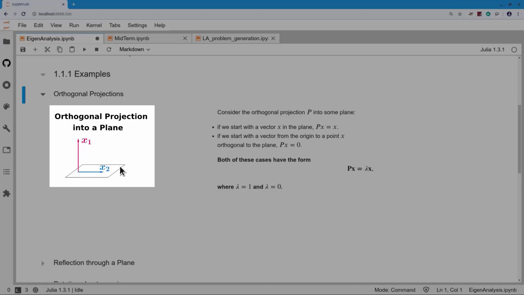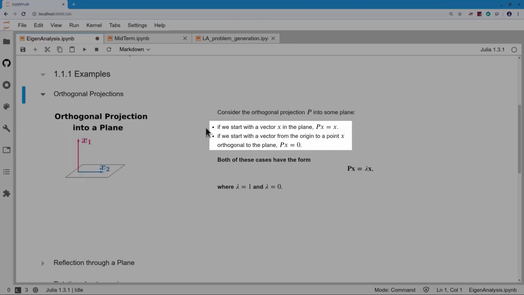If I take a vector in the plane, and I project it into the plane, well, it's already in the plane. So the projection of a vector in the plane, x2, is going to be Px2 = x2. x2 will not change. So we have two cases here, two directions of interest. If I start with a vector in the plane, Px = x. x didn't change. If I start with a vector from the origin to a point orthogonal to the plane, then when I project that vector, I get 0. And both of these equations can be represented the same way, that P acting on such a vector x is equal to a constant lambda times x. And in two examples, lambda is equal to 1 and lambda equal to 0.